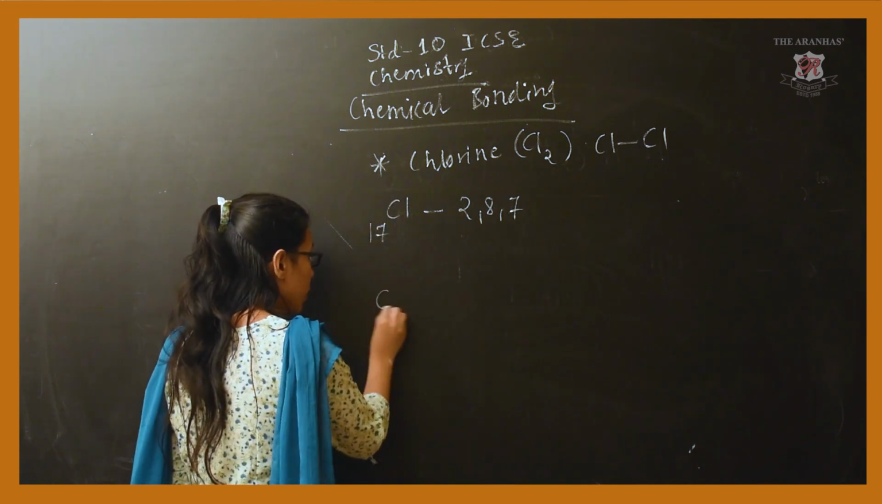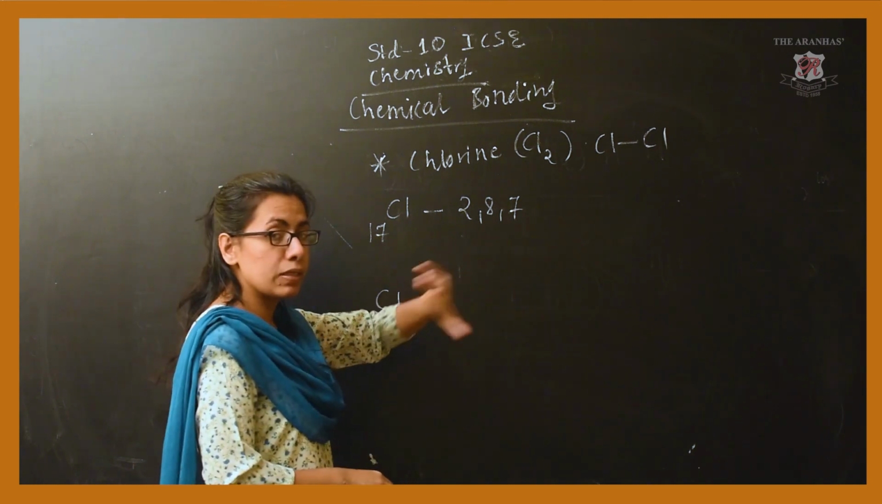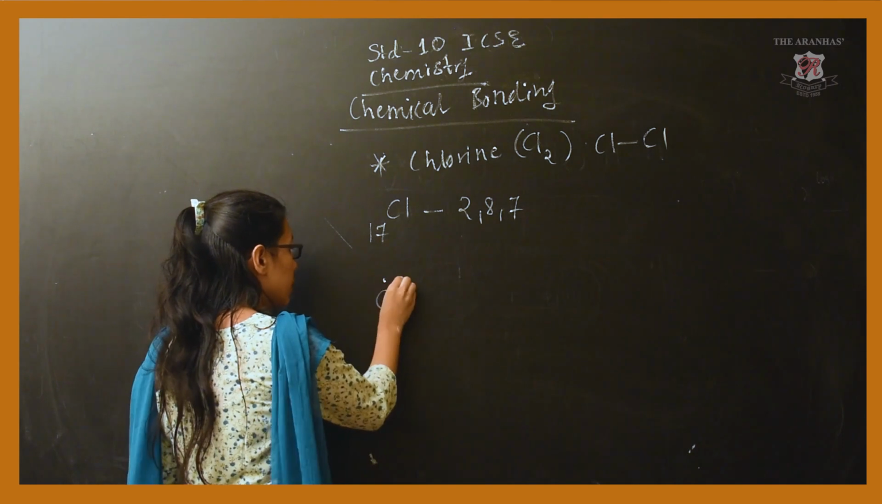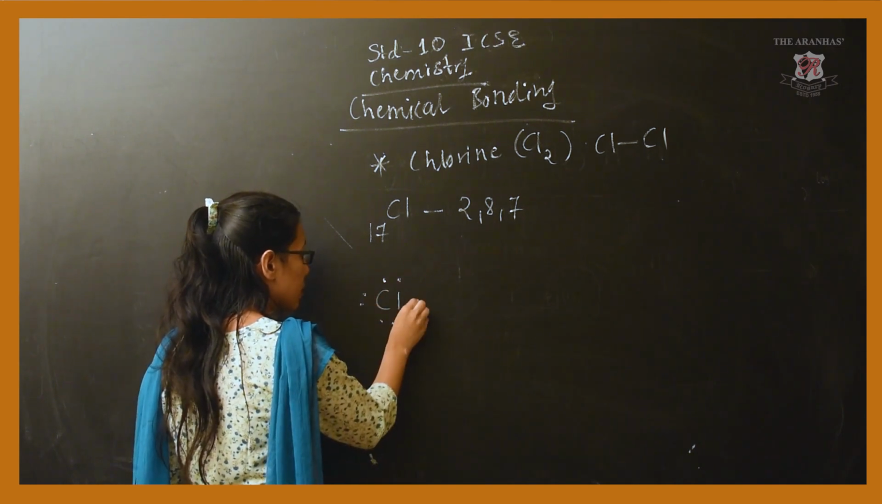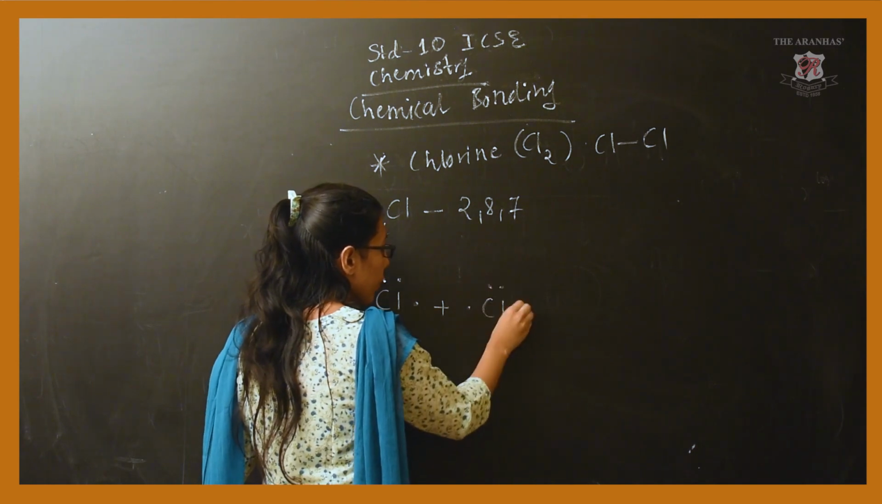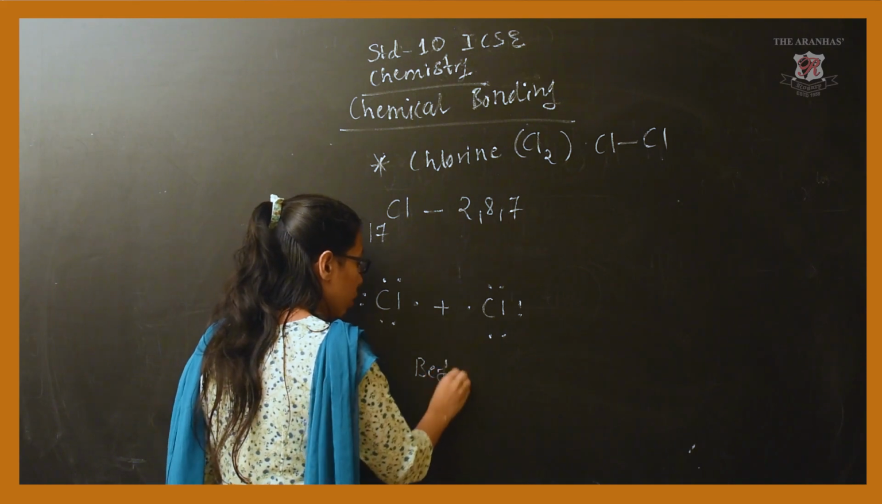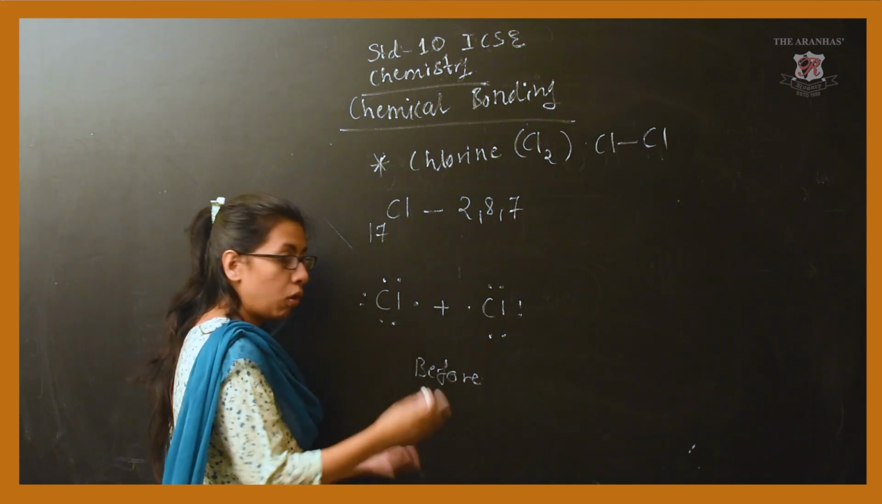Let us see, this is chlorine. Now for chlorine, we just have to show the valence electrons. That means 7 electrons present in the last shell. So these are the 7 electrons. This is 6 and this is the last electron. Now plus there is one more chlorine atom which is coming, and there are again 7 electrons present. So this is the electron dot representation before combination.